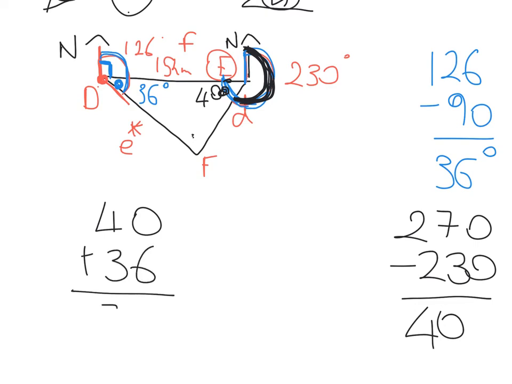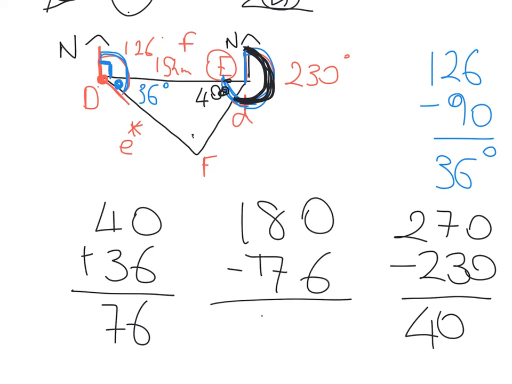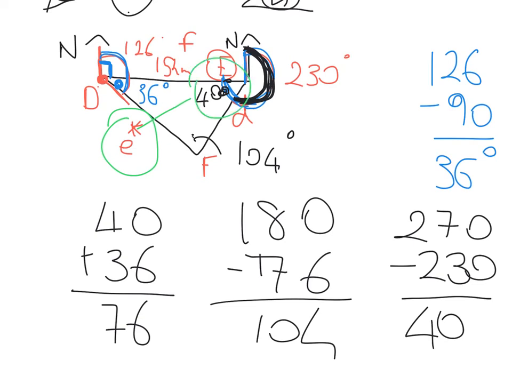So 40 plus 36 is 76. The angles in a triangle add up to 180. So 76 from 180, and that angle in there will be 104 degrees. I then have a look and see what rule I could use. Quite clearly I can identify two pairs of opposites and one unknown, so I can use sine rule.